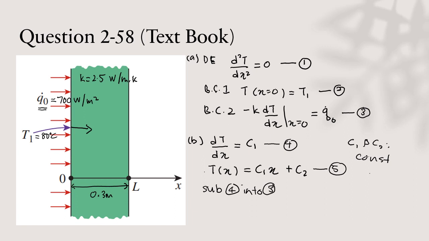Equation number 3 is minus k dT dx at x equal to 0. We know that dT dx is equal to C1. So minus k C1 equals q dot 0. If we rearrange this equation, we get C1 equal to q dot 0 over minus k. What we got by doing that is actually the heat flux at x equal to 0.